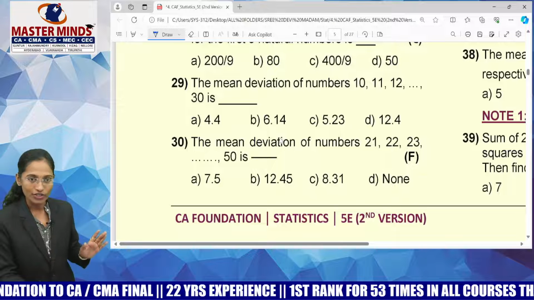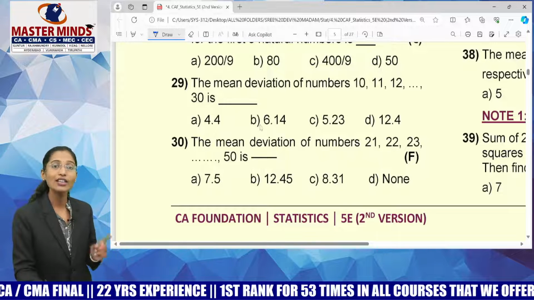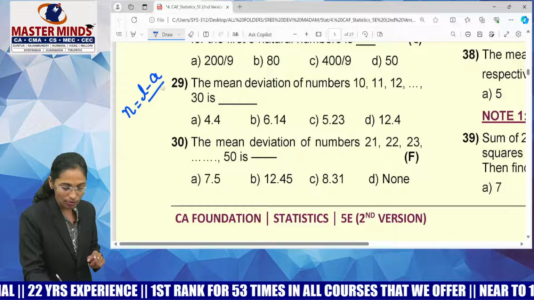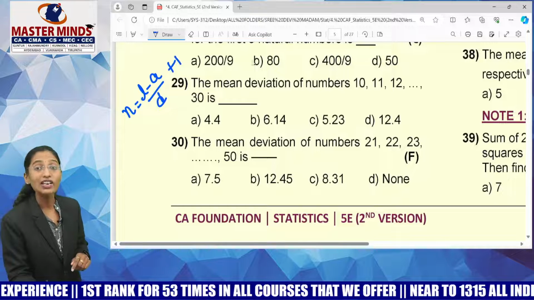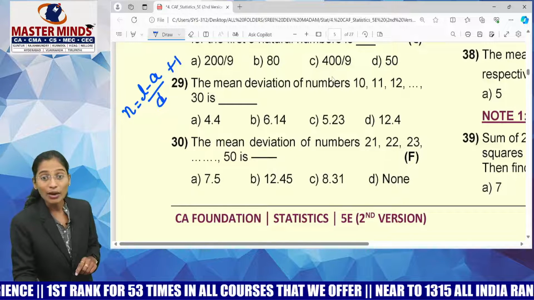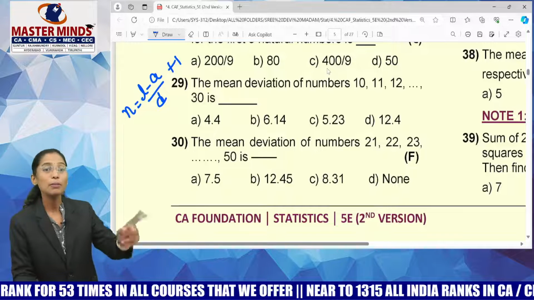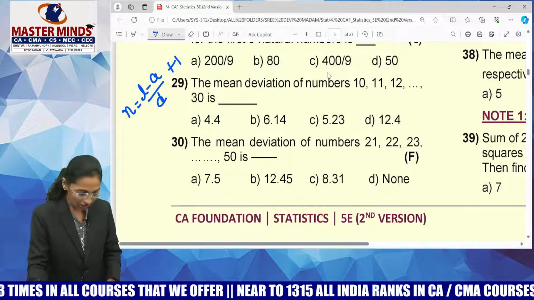Together 21 observations. Or else, in your sequence and series chapter of mathematics, there is a formula to calculate the number of terms: n equals last term minus first term by common difference, plus 1. What is your last term? 30 minus first term 10. 30 minus 10 is 20, by common difference 1, 20 by 1 is 20, plus 1. Together how many terms are there? 21 terms.